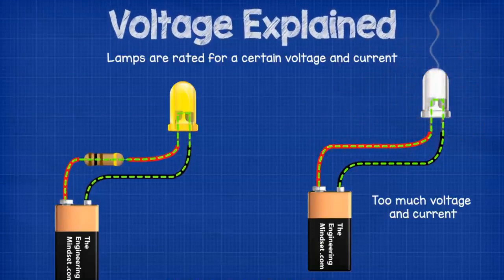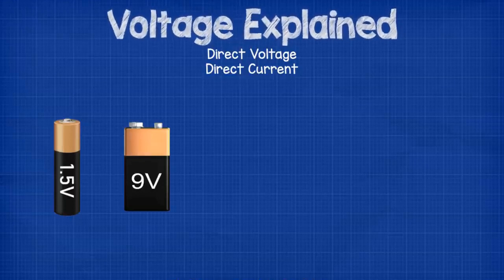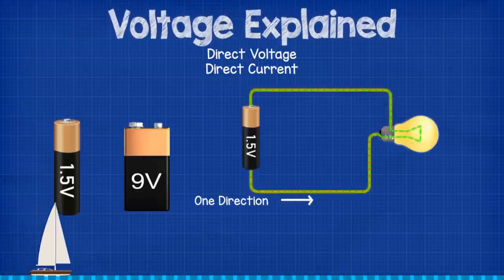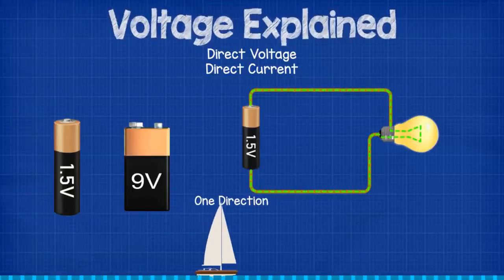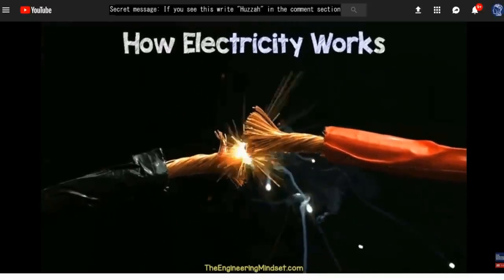pass through at once. If we look at some typical batteries, we can see that this AA battery has a voltage of 1.5 volts, and this one has a voltage of 9 volts. These are sources of direct voltage, meaning the pressure it provides moves the electrons in a constant current in one direction, much like the flow of water down a river. We cover this in our last video on electricity basics, so do check that out if you haven't already.